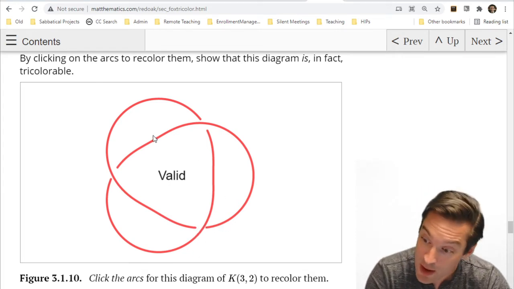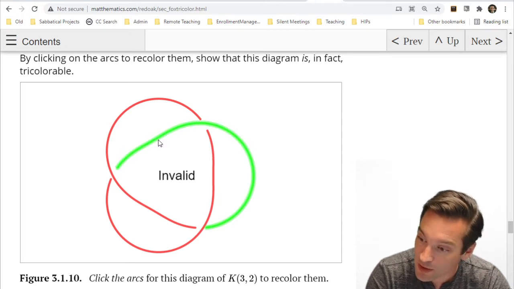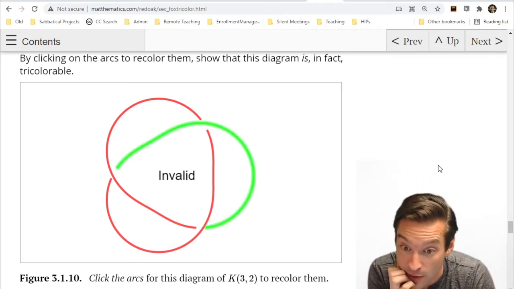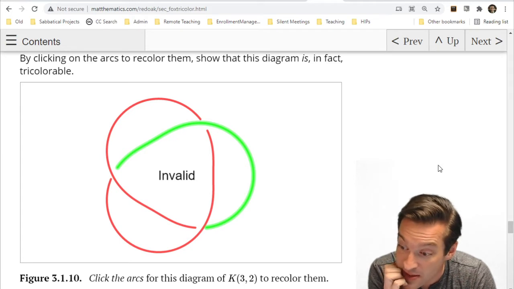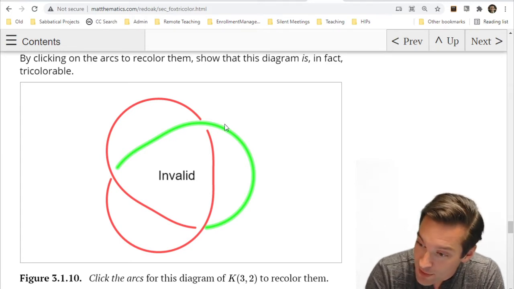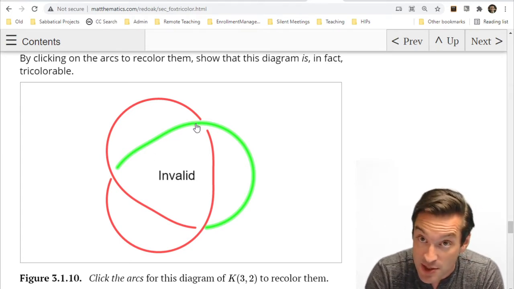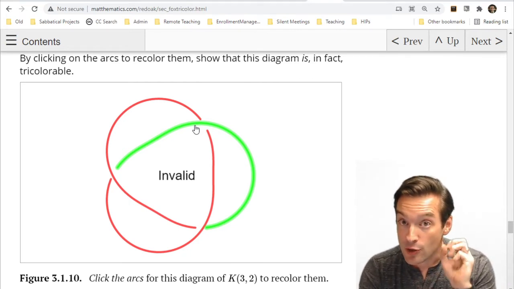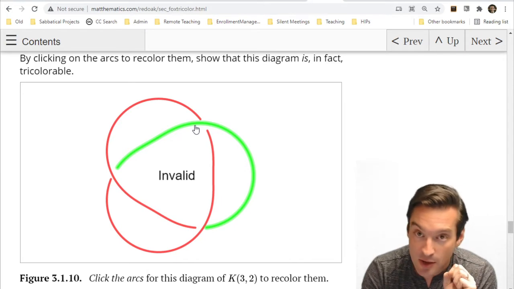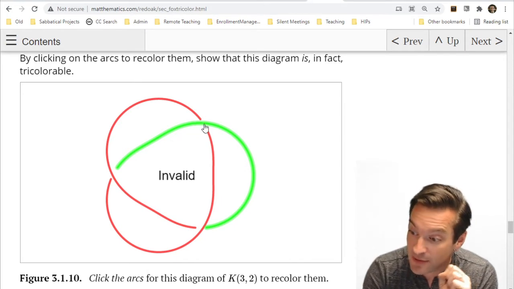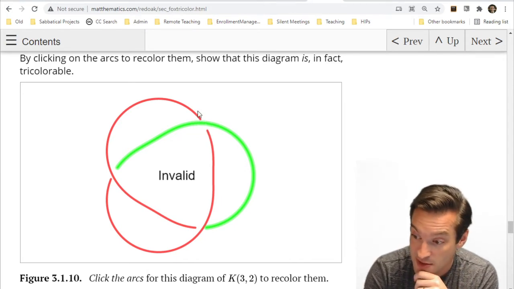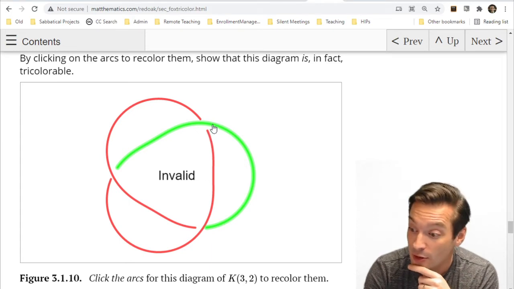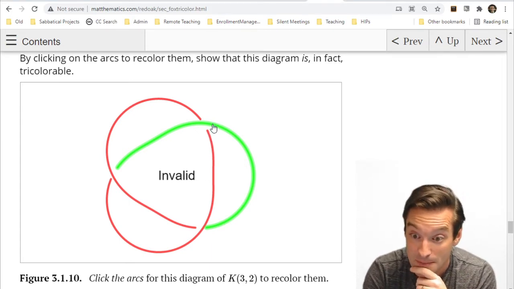All 3 of the arc pieces that are coming into my crossings have the same color at each crossing. But if I change the color on one of my arcs, let's say I recolor that one green, now this crossing is invalid, because there exists a crossing at which it's neither the case that all 3 arcs have the same color, nor the case that all 3 arcs have different colors. So this would be invalid because 2 of the arcs at this crossing have the same color as one another, but the 3rd arc has a different color.